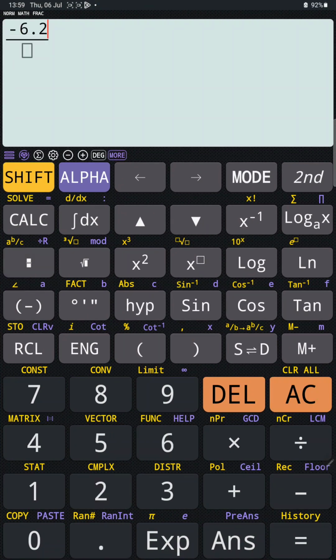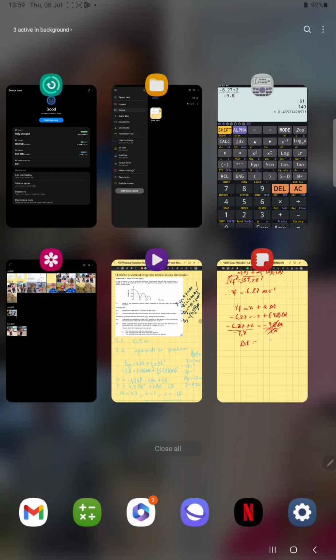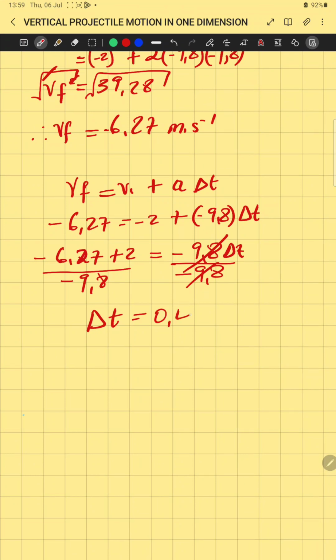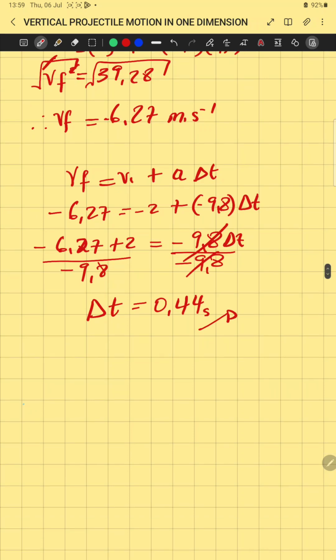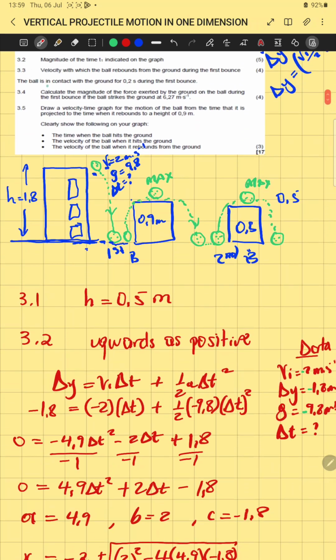So 6.27 and then plus 2 divided by -9.8. The time is 0.44 seconds. All right, so that means it is the same. So I've just got that 0.44 seconds. So this is the time for 3.2. Right, now let's move on to the next question.